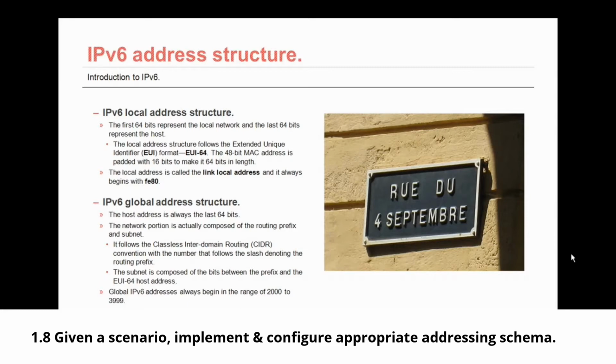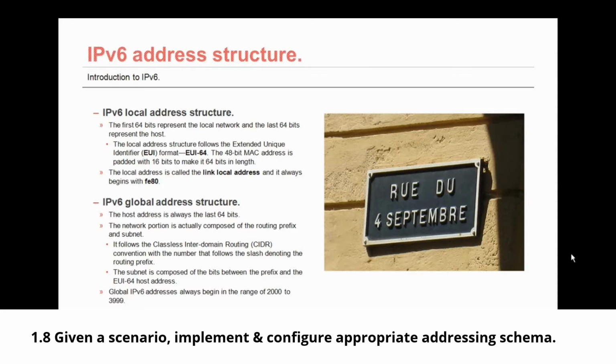The local address structure follows the EUI, or Extended Unique Identifier, format, specifically the EUI-64 format. For those hosts that have a 48-bit MAC address, that 48 bits is actually padded with an extra 16 bits to make it 64 bits in length. You can always tell a local address, which is also called the link local address, as it always begins with an FE80. With IPv6, every device gets both a local address and a global address.